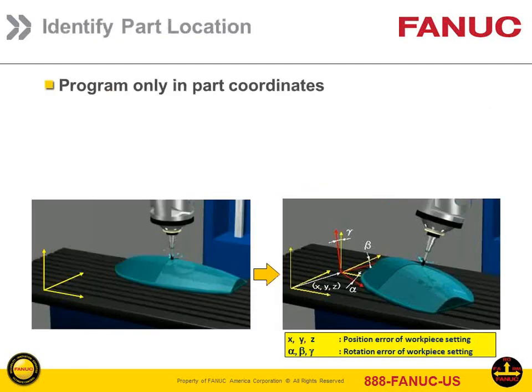And then, again, we're identifying the part location. So you only have to program in part coordinates. And there's 2 ways you can use it. You can use Workpiece Setting Error Compensation with a G54.4, or tilted work plane with a G68.2, that identifies where the part is. Again, it's critical letting the control know where the part is.